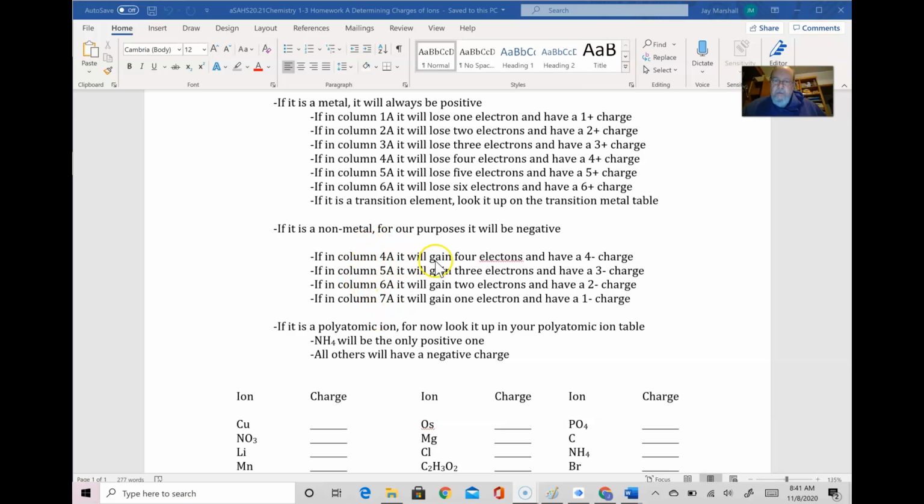So the way that we're going to find that is to recognize it'll gain 4 electrons if it's in 4A, so it'll have a 4- charge. It'll gain 3 electrons because there's 3 spots left for electrons. If it's in 5A, it'll have a 3- charge, and so on. Or an easier way is just simply to subtract 8 from the A column number, and that will give you the number of the charge.